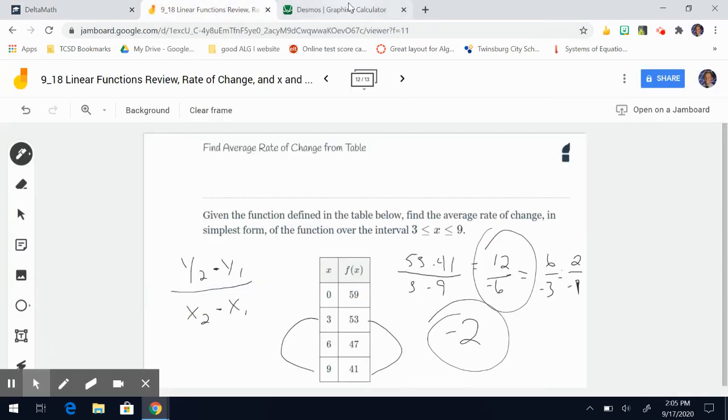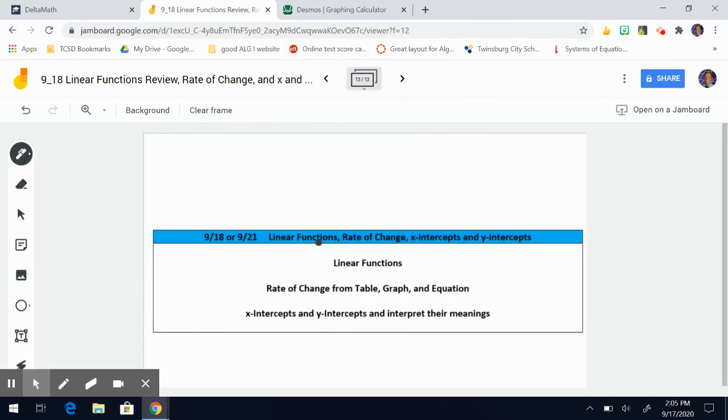All right, so this video, if you recall, goes over linear functions, rate of change from tables, graphs, and equations, x-intercepts and y-intercepts, and interpreting their meanings.